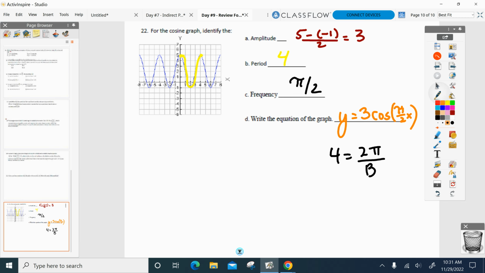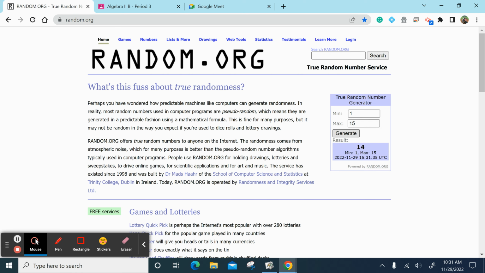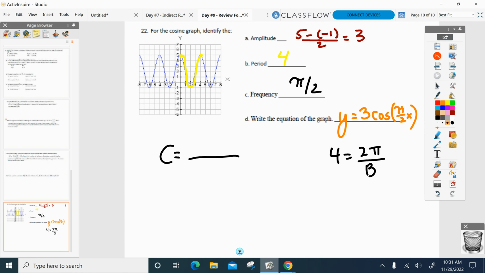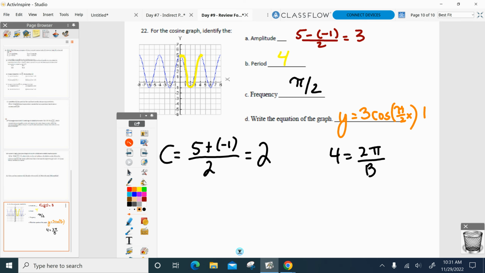All right, first time today. How do you find a C value? Max plus min. Okay, so I'm going to go 5 plus -1 over 2. And that'll be 2. There it is.